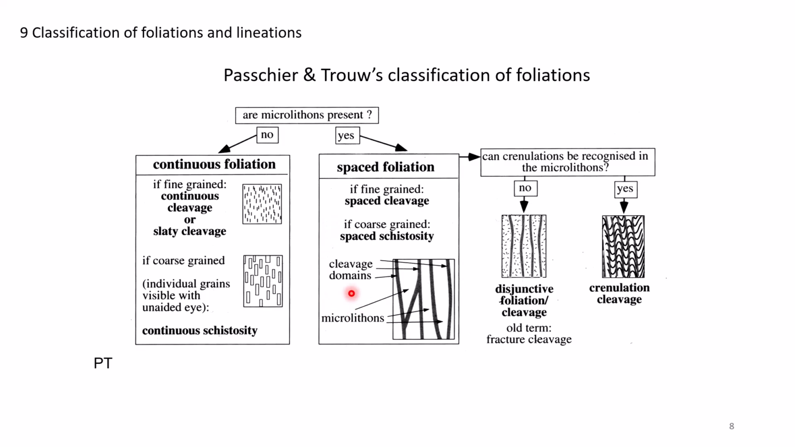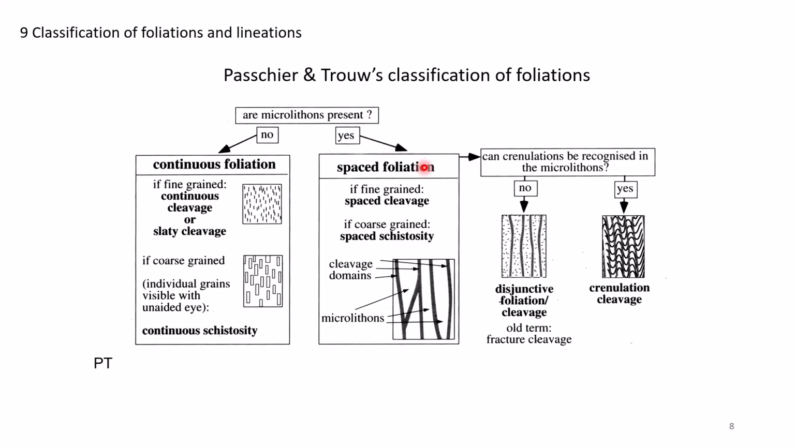And here we see in the diagram how we distinguish cleavage domains and microlithons. Here in dark color, with partly some anastomosing patterns, we see cleavage domains. These layers would be full of sheet silicates, where the sheets are parallel to these layer boundaries. And in between we would find the microlithons with coarser grained, usually light colored quartz or feldspar minerals.